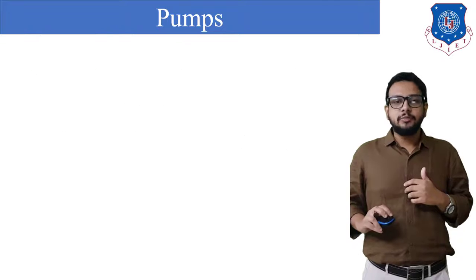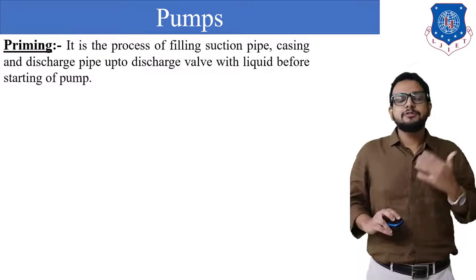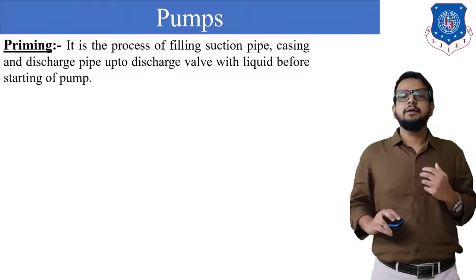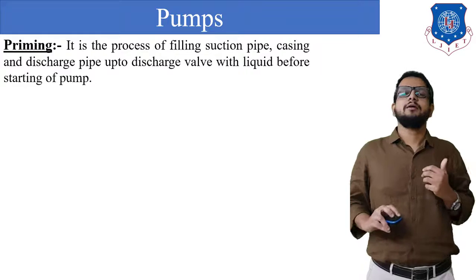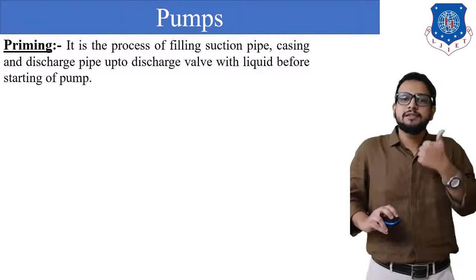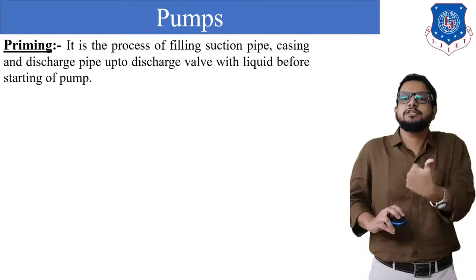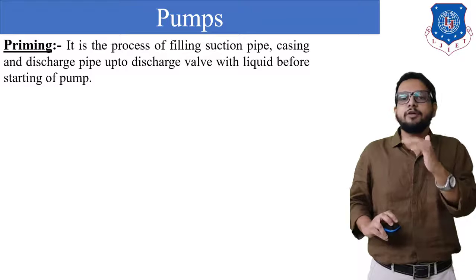Okay, now the next topic which we need to see is priming. So we know that priming is the process of filling the suction pipe, casing and discharge pipe up to the discharge valve with a liquid before starting the pump. So basically priming is a process of removing air from these three passageways, that is the suction pipe, then the pump portion, and up to a certain level of the delivery pipe.